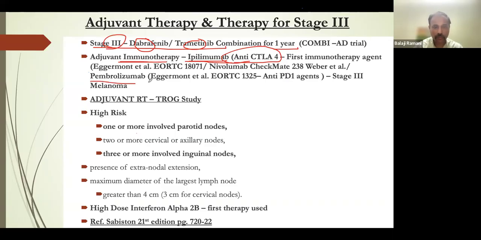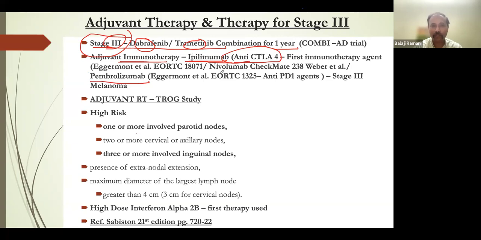Then you can also use pembrolizumab in the management of stage 3 melanoma. Before, we used to have only surgery as the option for melanoma. There was no other treatment available for melanoma. And nowadays, for stage 3, you will use BRAF inhibitors with MEK inhibitors.